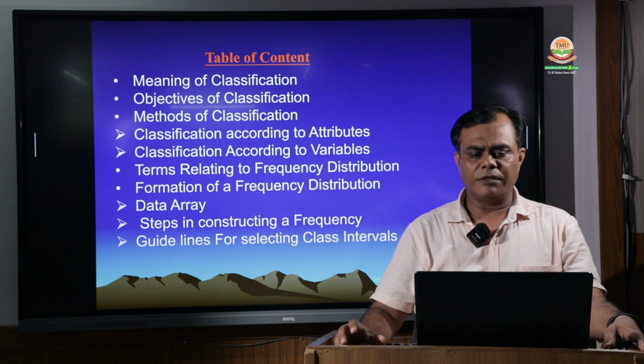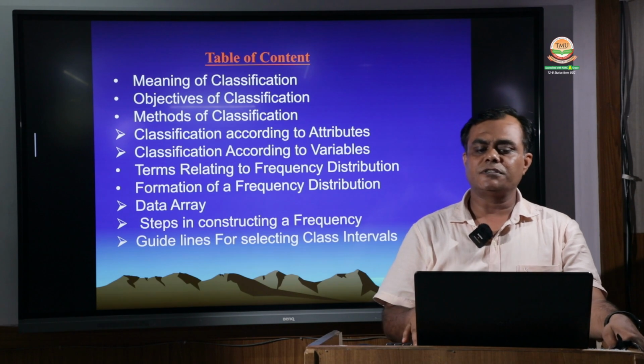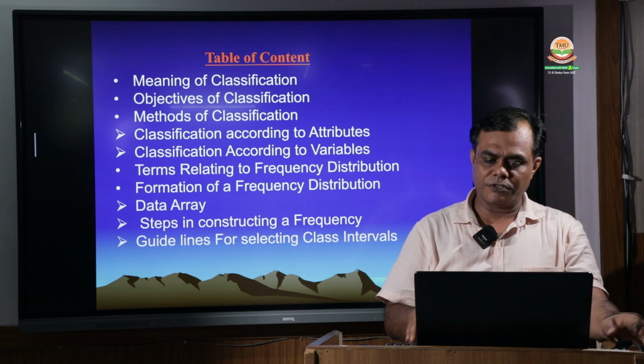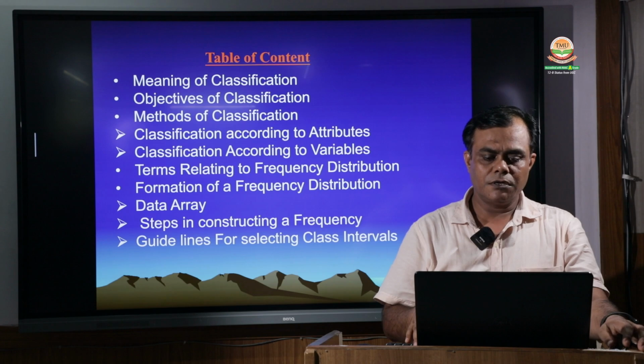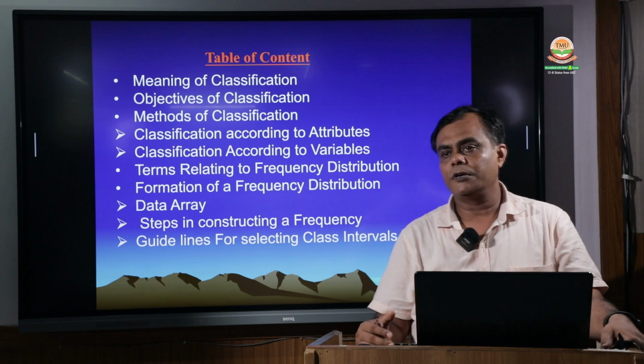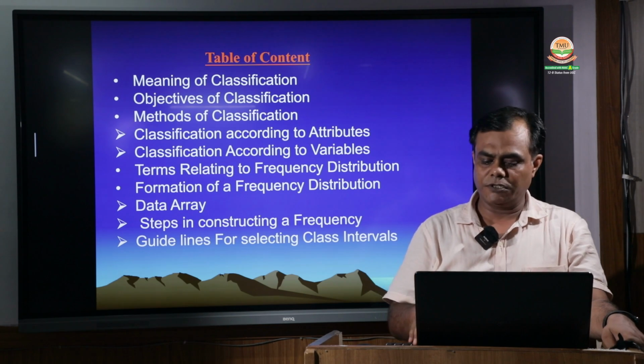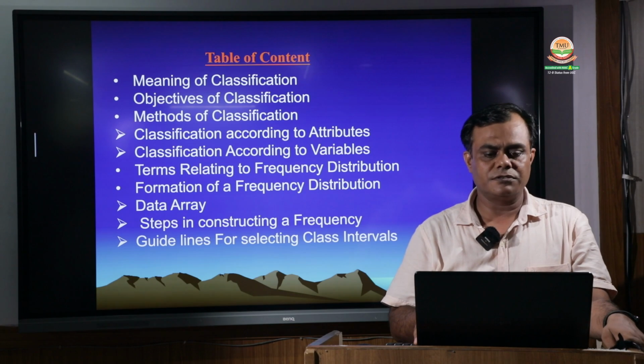So, the table of contents is: the meaning, classification, objective, method and classification, classification according to the attribute, classification according to variables, terms in relation to the frequency distributions, formation of the different frequency distributions, data array, steps to be followed in conducting a frequency distribution, and a guide for selecting the classifications.